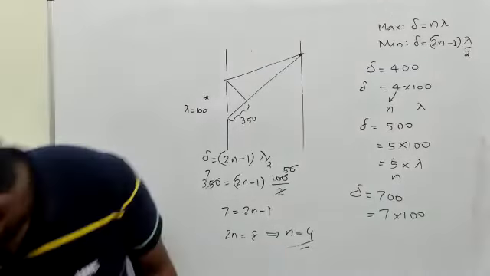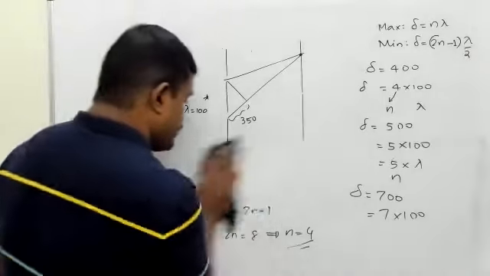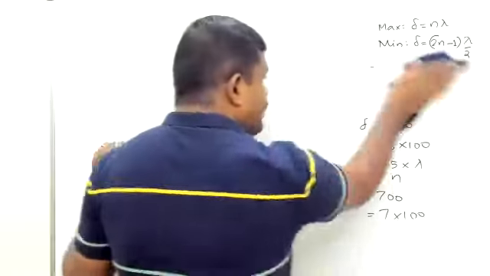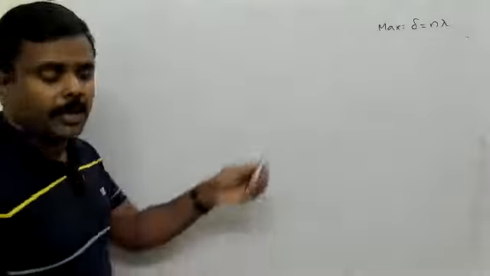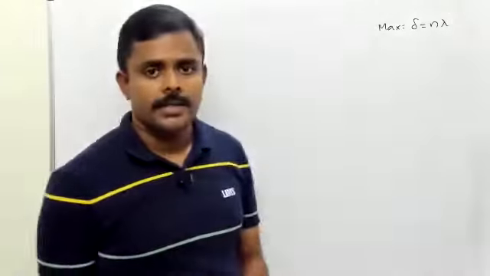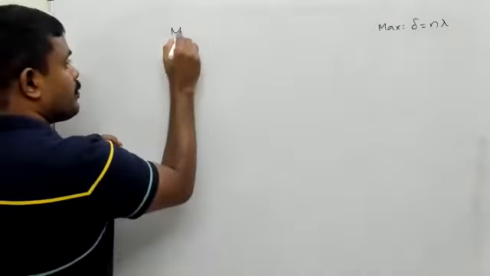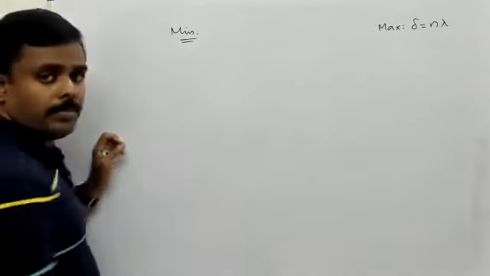So we have done the condition for maximum. What do we get for the condition for maximum? I'll come back to this after discussing the condition for minimum. The condition for maximum, we got it as delta equal to n lambda. Now you're going to find the condition for minimum. What is the condition for minimum?